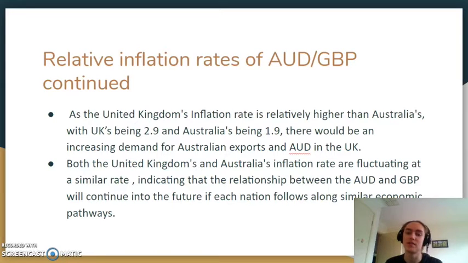Relative inflation rates of AUD and GBP continued. As the United Kingdom's inflation rate is relatively higher than Australia's, with the UK's being 2.9 and Australia's being 1.9, there will be an increasing demand for Australian exports and AUD in the UK. Both the United Kingdom's and Australia's inflation rates are fluctuating at a similar rate, indicating that the relationship between AUD and GBP will continue into the future if each nation follows along a similar economic pathway.